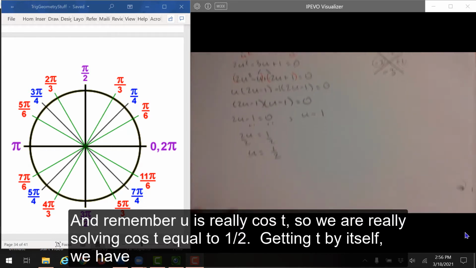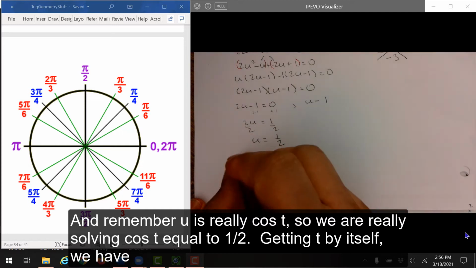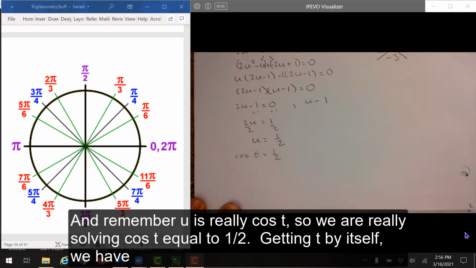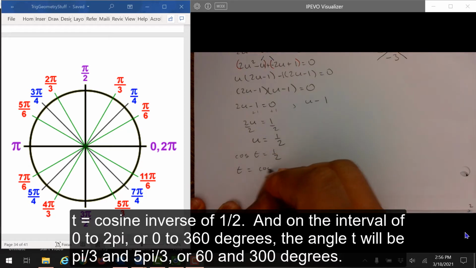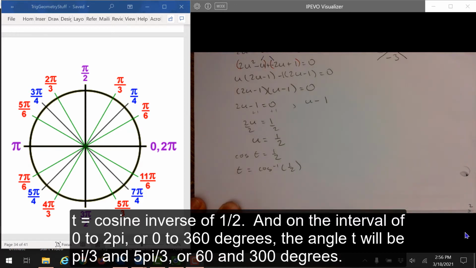And remember, u is really cosine t, so we are really solving cosine t equal to 1/2. Getting t by itself, we have t equal cosine inverse of 1/2. And on the interval of 0 to 2 pi, or 0 to 360 degrees, the angle t will be pi over 3 and 5 pi over 3, or 60 and 300 degrees.